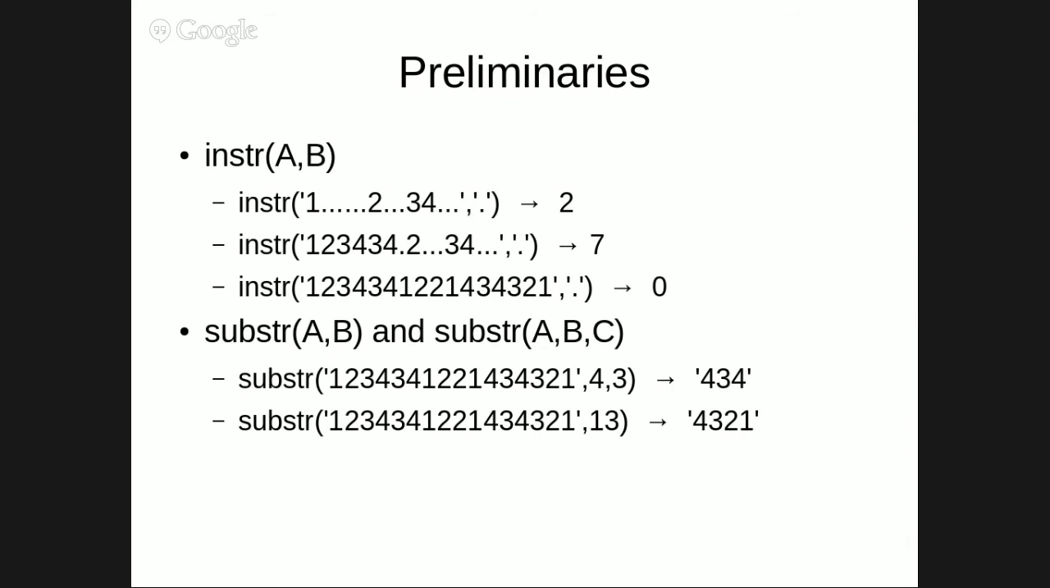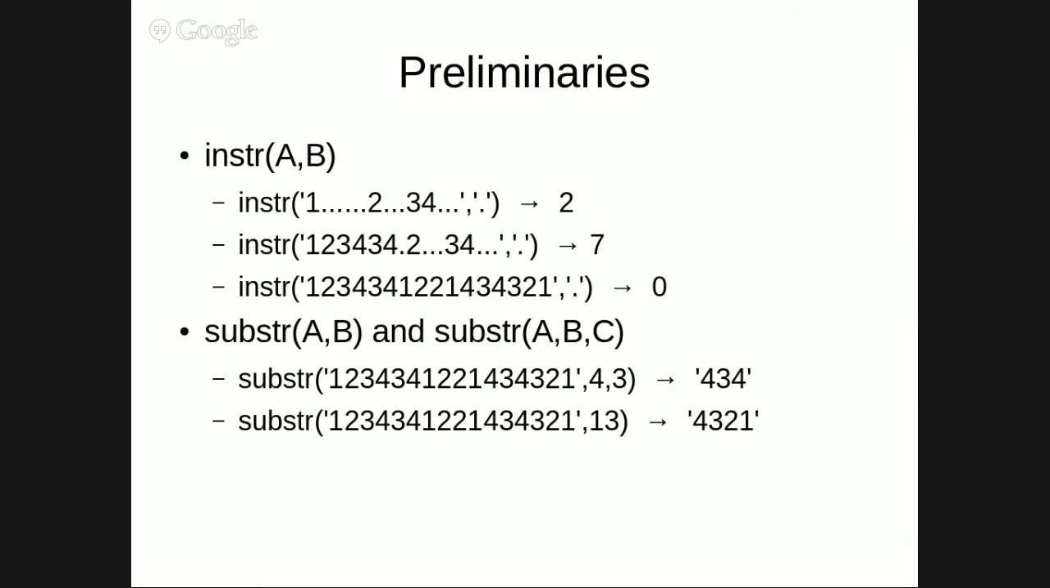So, for example, in the first one, we're asking for the first occurrence of a full stop, and that's in the second character position, because the first character position is taken up by 1. And in the second one, the first instance is at character position 7. And on the last one, there are no periods or full stops in the entire string, so it returns 0. Okay, so that's a standard function. All the SQL database engines have a function like this, though they sometimes call them different names.